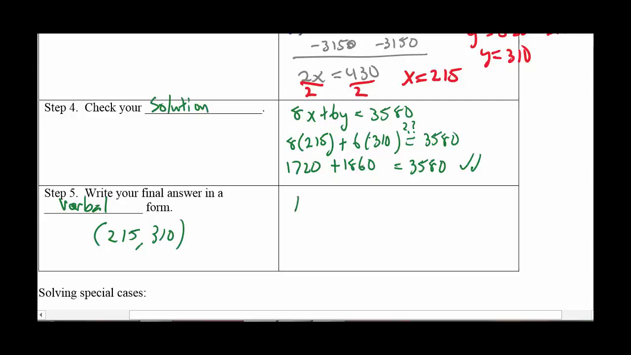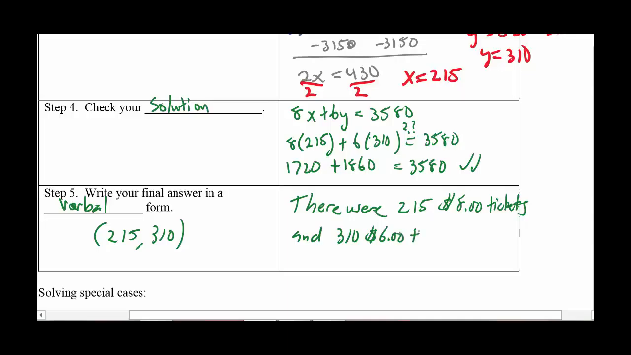So all I would need to do then is say, well, there were 215 $8 tickets and 310 $6 tickets. And I've actually answered the question. You asked me how many of each type there were, and I've given you a sentence that says how many of each type there were.